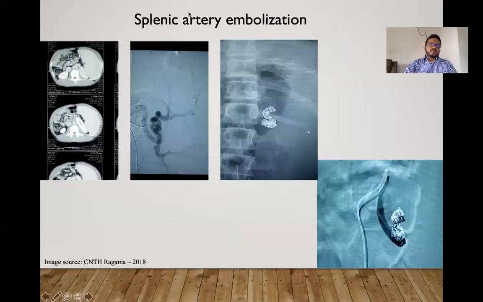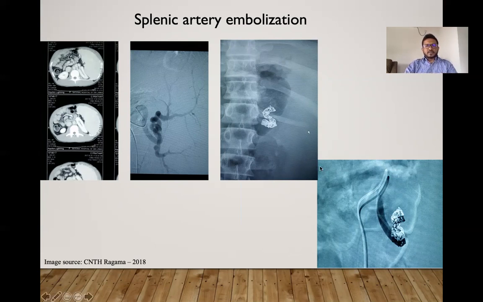And again, another hepatobiliary intervention would be splenic artery embolization, where the patients are having hypersplenism and pancytopenia, not responding to treatment. Then you might need to do embolization. We tend to do partial embolization because if you do a complete embolization, then the whole spleen will be necrosed and you will end up having a large abscess. So we generally do partial embolization so that the splenic volume will be reduced to a certain extent to reduce the pancytopenic effect in that patient.